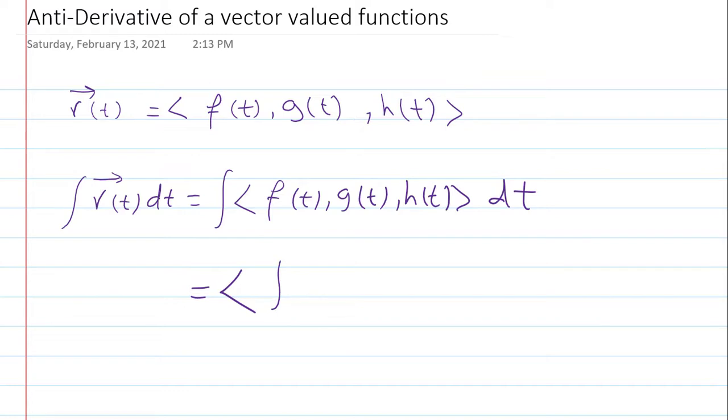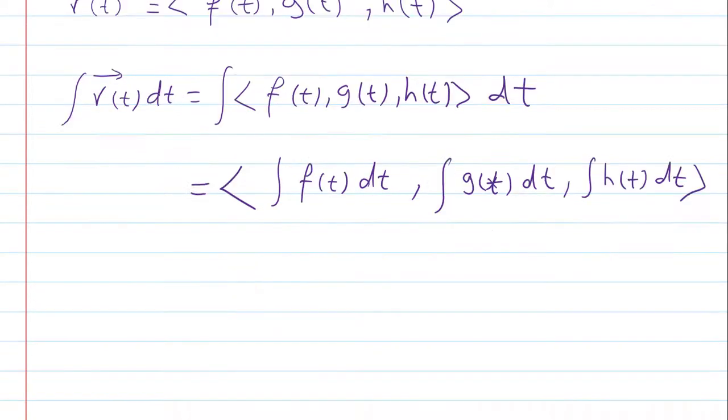and this is equal to the vector whose first component is the integral of the first component of the vector valued function, and the second component is the integral of the second component of the vector valued function. Likewise, the third component is the integral of h of t dt. Consequently, if we are looking for the definite integral of the vector valued function, we do it again component wise.